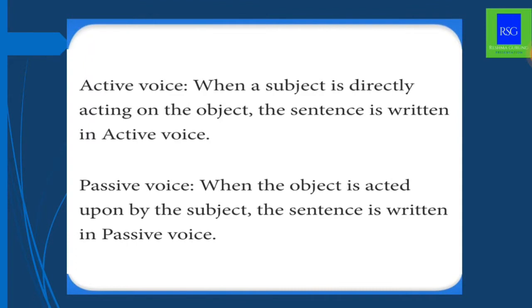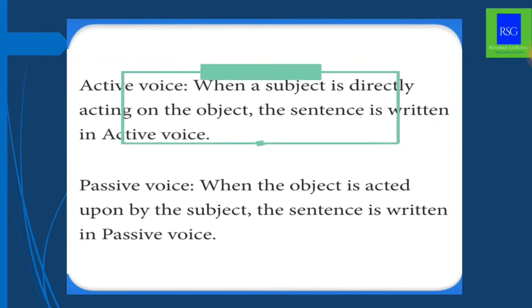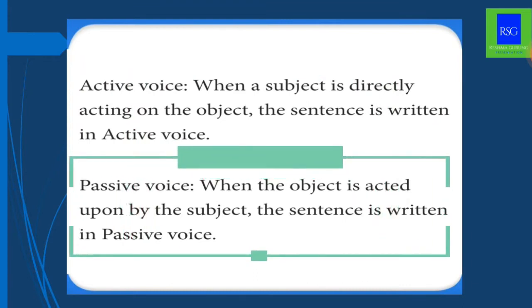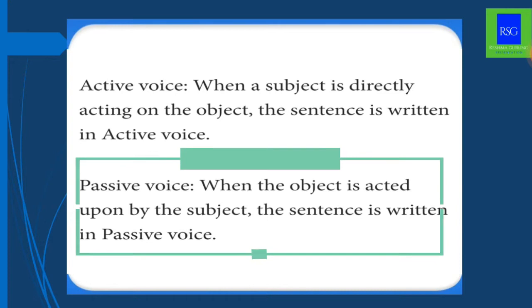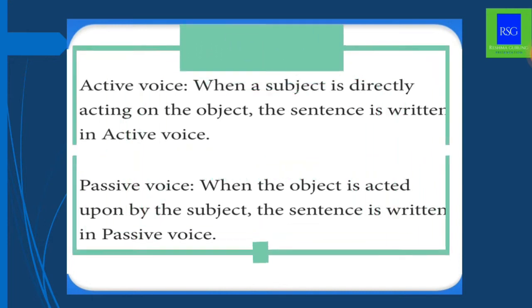Now, what is an active voice in brief? When a subject is directly acting on the object, then the sentence is written in active voice. In case of passive voice, when the object is acted upon by the subject, then the sentence is written in passive voice. So these are the things we'll remember when we are doing the exercises.